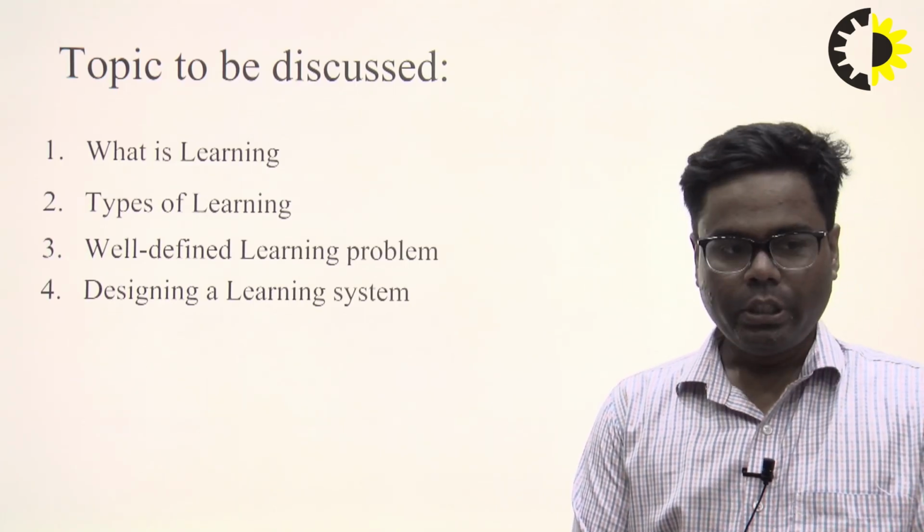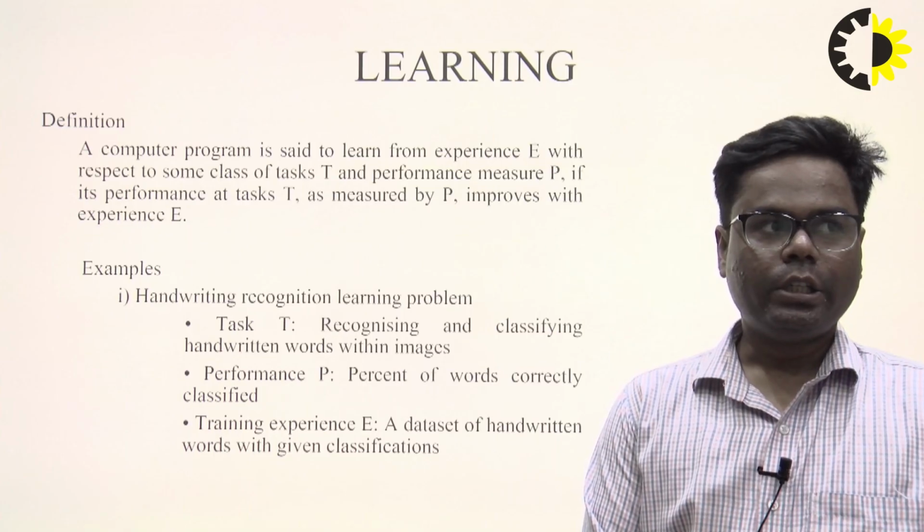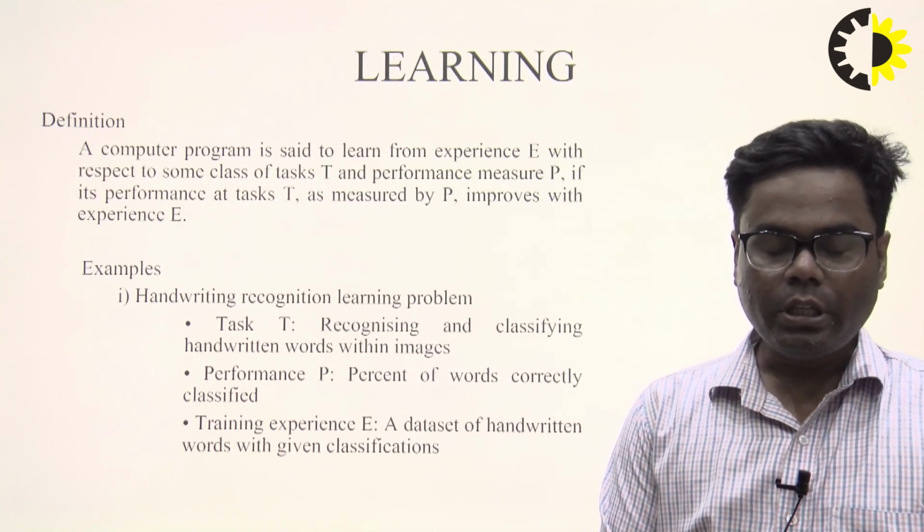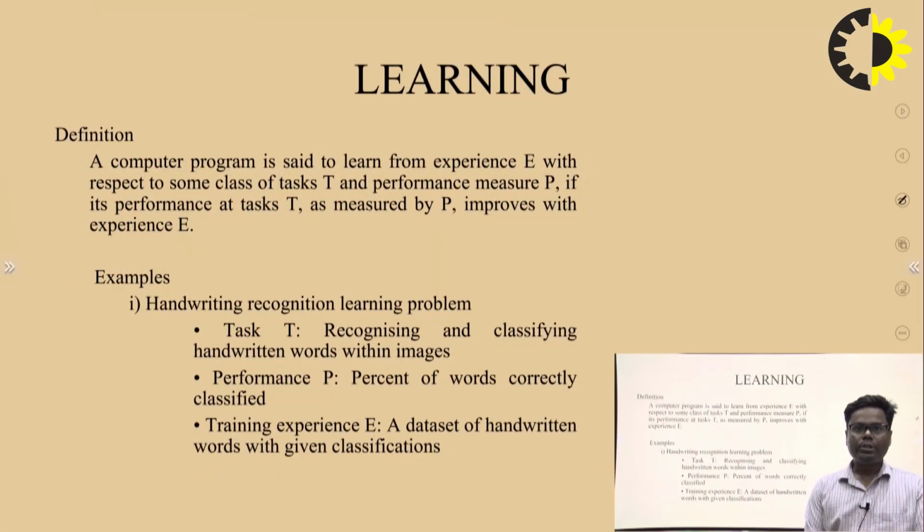So what is learning? What is the machine learning definition? It is given by Tom Mitchell, and this is the proper definition which the world has for machine learning. The definition he has given is: a computer program is said to learn from experience E with respect to some class of task T and performance measure P, if its performance at task T, as measured by P, improves with experience E.